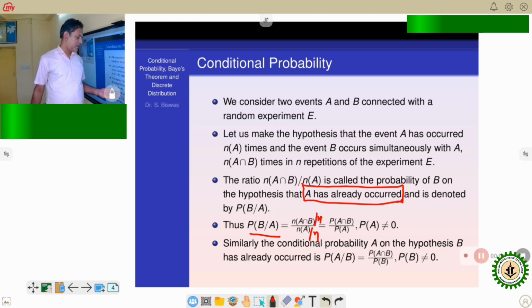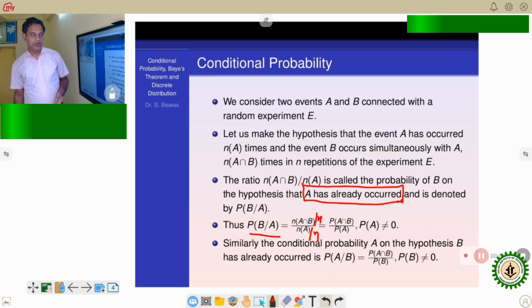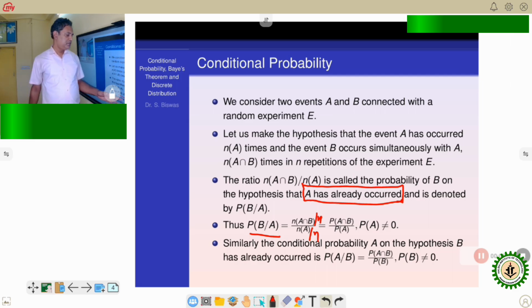Now, one may argue that this is the probability of event B when A has already occurred. Based on that, similarly, we can define the probability of event A when the event B has already occurred. That means the reverse of this. Similarly, the conditional probability of A on the hypothesis that B has already occurred is P(A|B), which is equal to P(A intersection B) by P(B), where P(B) is not equal to 0. Both these conditions are important, otherwise it will not become meaningful.